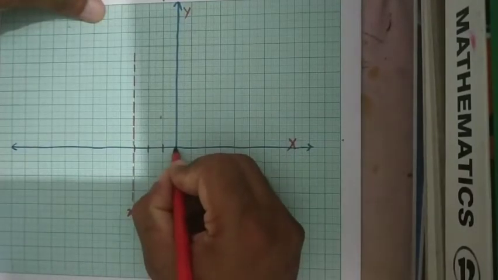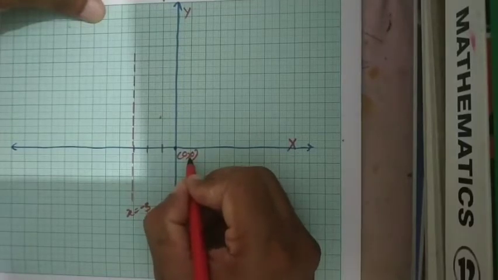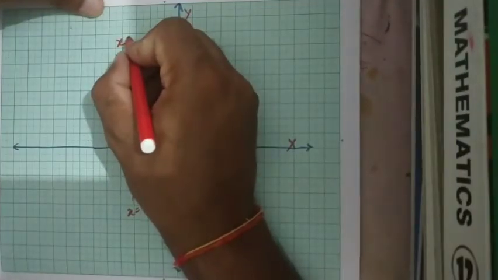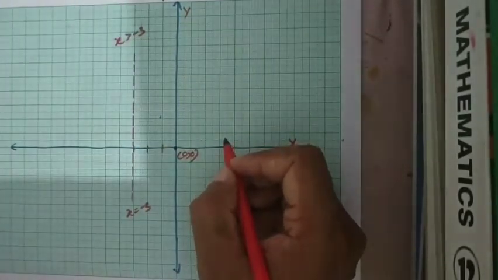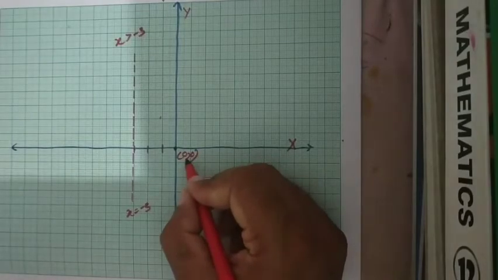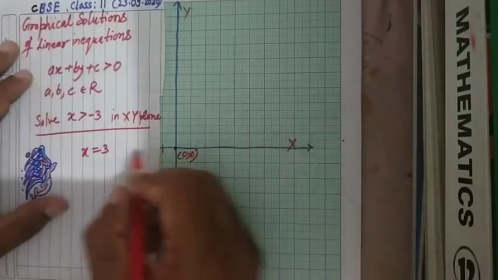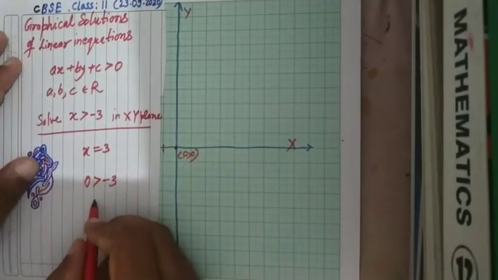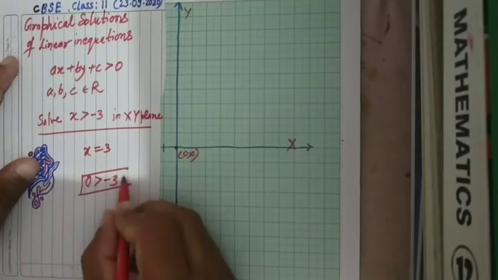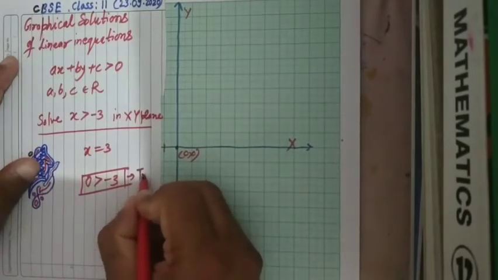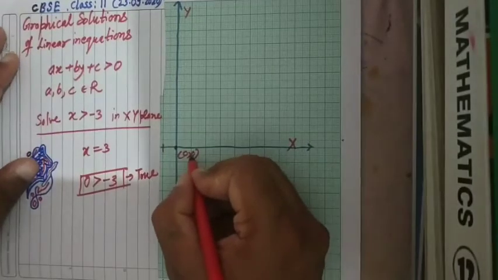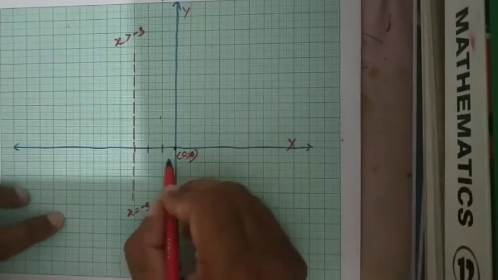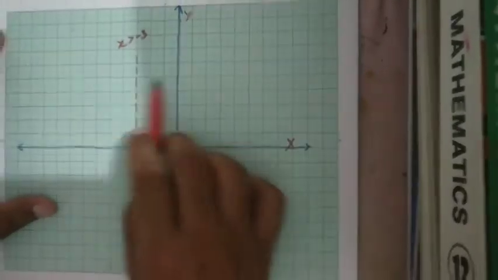The best way is to choose the origin point, which is 0, 0, and substitute this origin into the given inequality. What inequality have we been given? x is greater than minus 3. In this inequality, if we substitute 0, 0, that means in place of x and y we put 0, 0, then when we put x equal to 0 we get 0 is greater than minus 3. You can see that this is a true statement. If we substitute the coordinate and get a true statement, that means the coordinate 0, 0 satisfies this inequality. That means the solution region is on the side where the origin is included, so this side is your solution region.